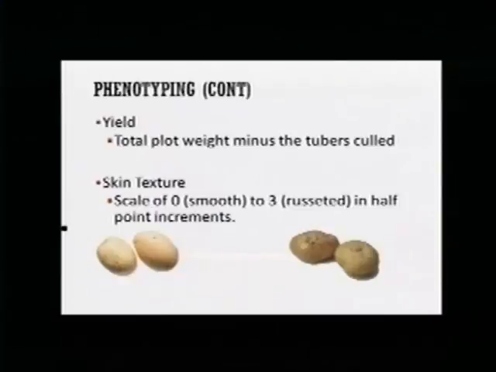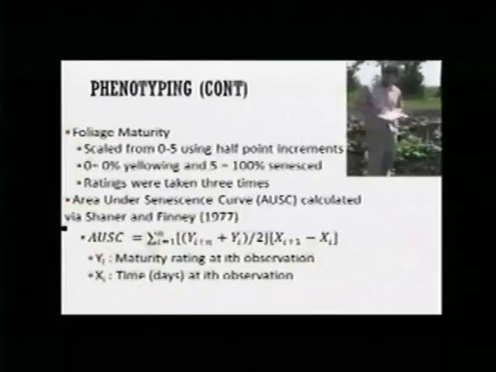And then for foliage maturity, I took ratings at multiple times, and then I graded it on a scale of 0 to 100, percent senesced, which is a 50 for 0. I took the ratings 3 different times, and then I plotted those points out, and I took the area under the curve, and that area under the curve was the rating I used in my analysis.